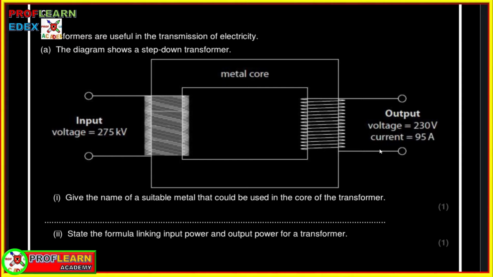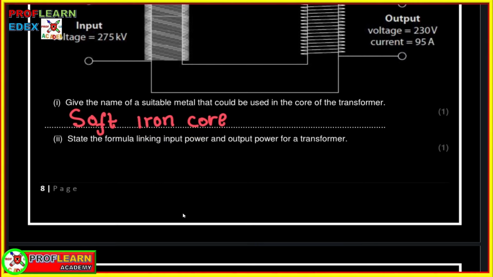Now, the next area that you really need to understand is how a transformer works and the calculations involved in transformers. You need to understand the different types of transformers, that is a step-up transformer and a step-down transformer, and the use of each of them. Give the name of a suitable material that can be used in the core of a transformer, and that is a soft iron core, because it can easily be magnetized and demagnetized. The purpose of a soft iron core is to link the magnetic fields to the secondary coil.